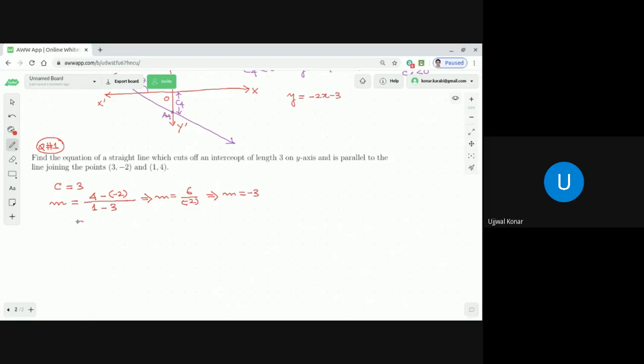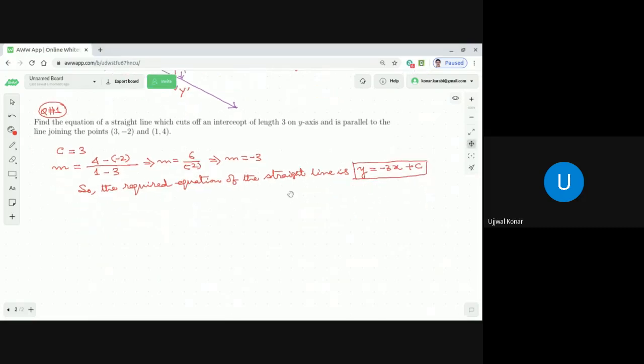So what is the equation? The required equation of the straight line is y equal to mx plus c, that is y equal to -3x plus 3. Correct, dear students? And if we need to visualize what kind of straight line this looks like in the coordinate axes, it is pretty simple.